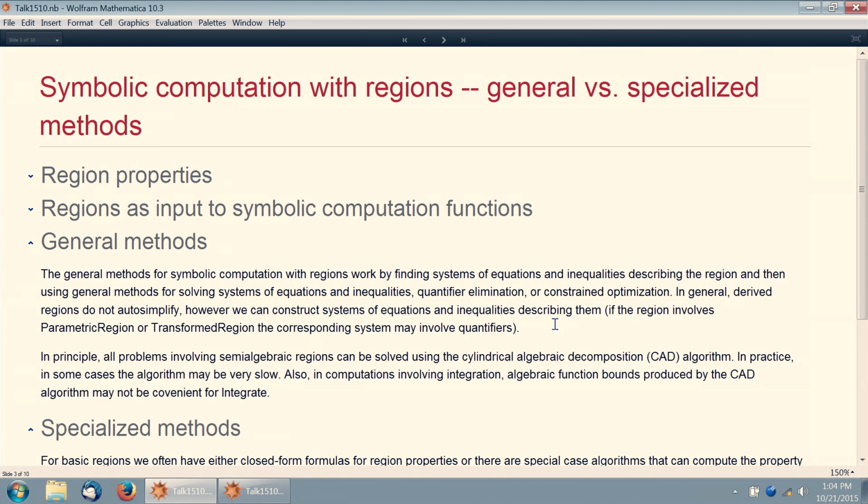Also, in general, if we have derived regions like region union, region intersection, transformed region, those do not auto-simplify. In general, we cannot represent an arbitrary transformation of an arbitrary region as a built-in region. However, if we have special regions, that's a different case. We may be able to represent a derived region in terms of another special region.